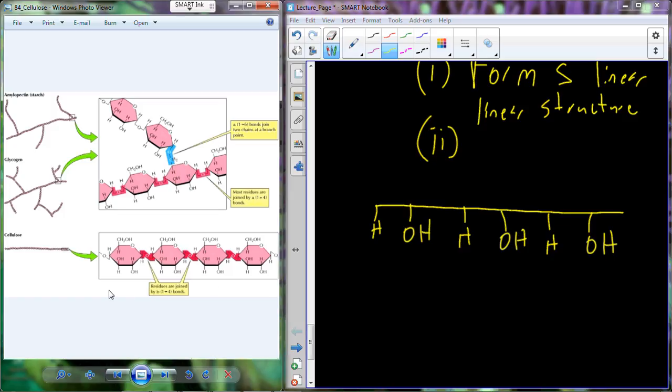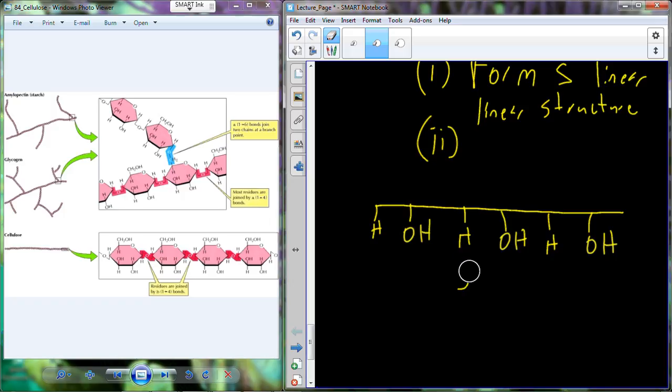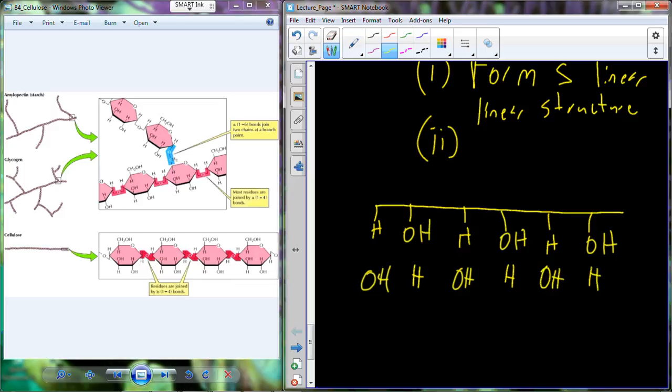Now, what would happen if I take this and rotate it 180 degrees and put it right down here? Now I have OH, H, OH, OH, H, OH, H. Carbon, carbon, carbon, carbon, carbon, carbon.